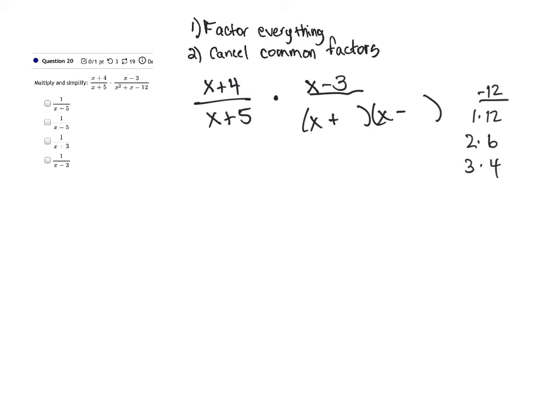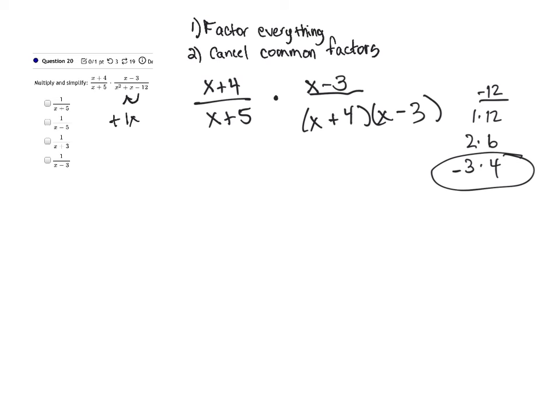Now I want to subtract. This is a negative 12 right here, so that means my signs are different. So I'm subtracting to get this 1x, and it's a positive 1x. So that means it needs to be the 3 and the 4. And I need it to be positive when I subtract them, so that means the 3 has to be negative. So the 4 will be positive and the 3 will be negative.